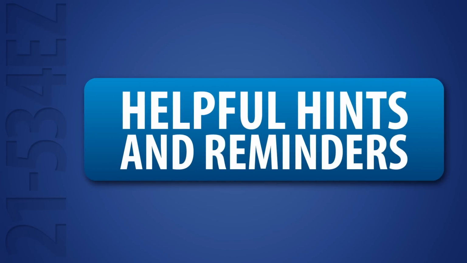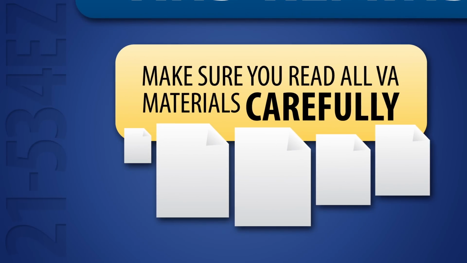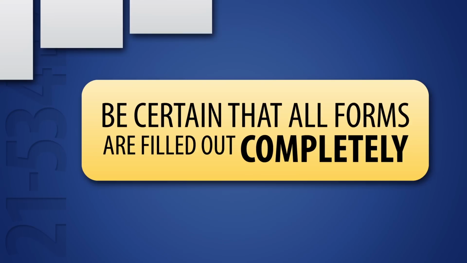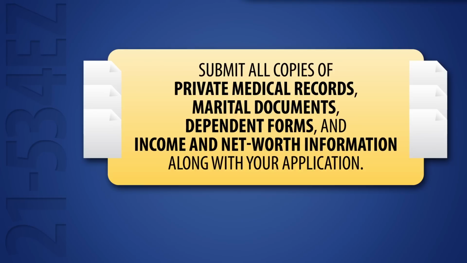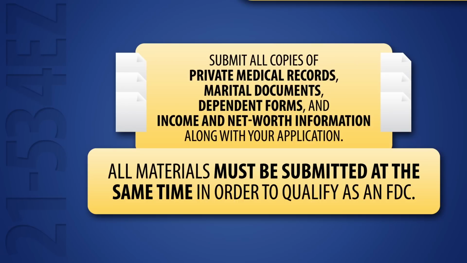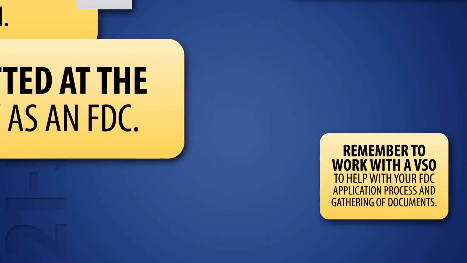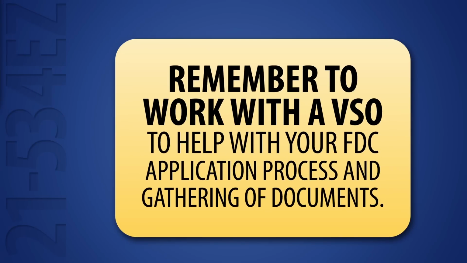To review, here are a few helpful hints and reminders to keep in mind when you file VA Form 21-534EZ for DIC, survivor's pension, and/or accrued benefits. Make sure you read all VA materials carefully. Be certain that all forms are filled out completely and that no areas are left blank. Submit all copies of private medical records, marital documents, dependent forms, and income and net worth information along with your application. All materials must be submitted at the same time in order to qualify as an FDC. Remember to work with a VSO to help with your FDC application process and gathering of documents.